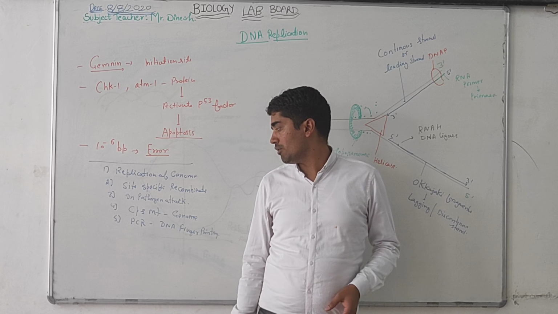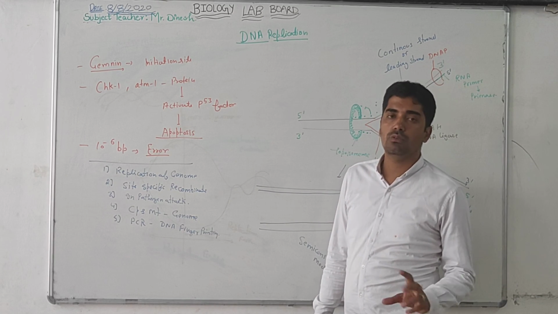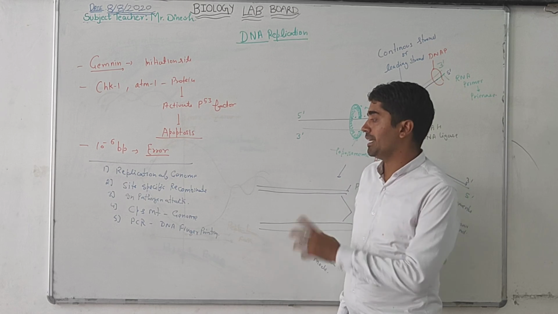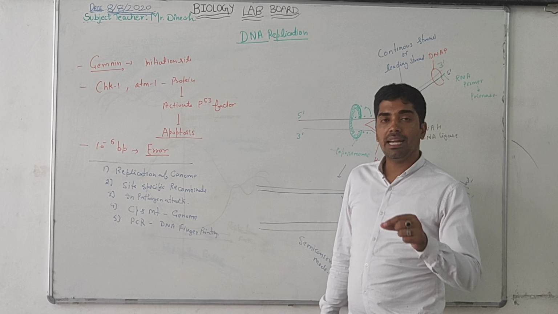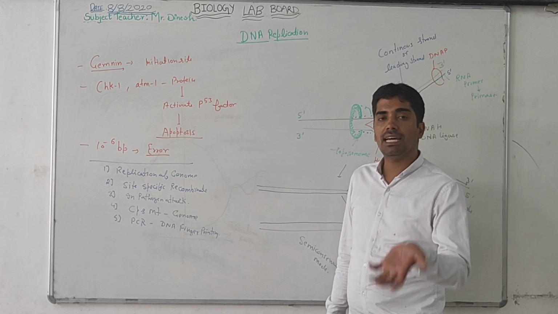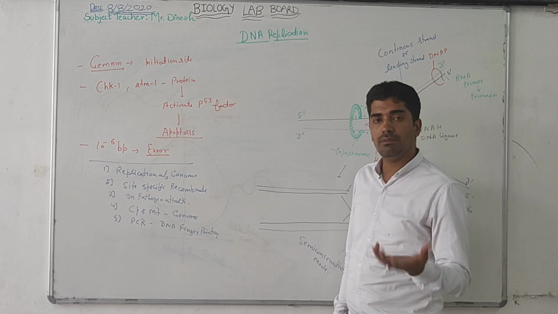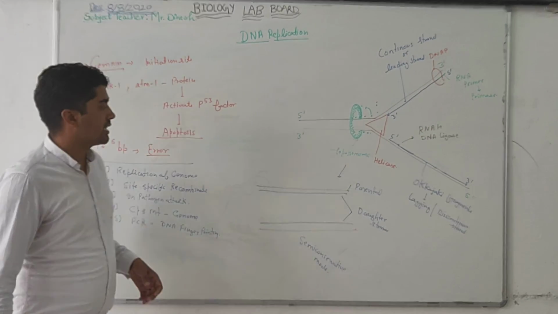Fourth, chloroplast and mitochondrial genome, obviously they are semi-autonomous organelles. It means they have their own genetic material and it can replicate on demand. And the last, PCR: when we get some sample of DNA from some culprit and we have to make a large number of copies of this sample, then with polymerase chain reaction, a large number of replications can take place.